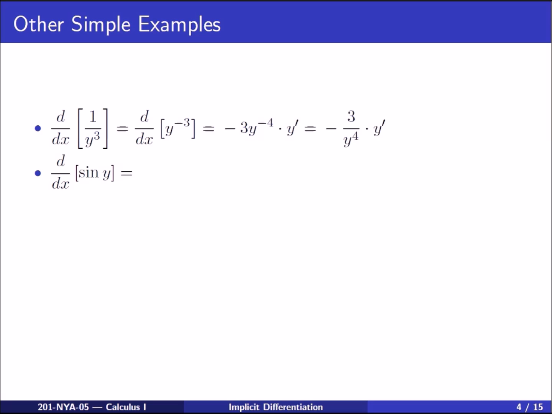In the second example, we have the derivative of sine of y. Now here, this is just a chain rule version of the derivative of sine of x. So instead of sine of x, it's sine of a function of x. So the answer is cos of y times y prime.